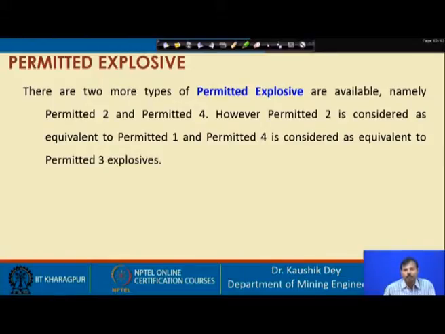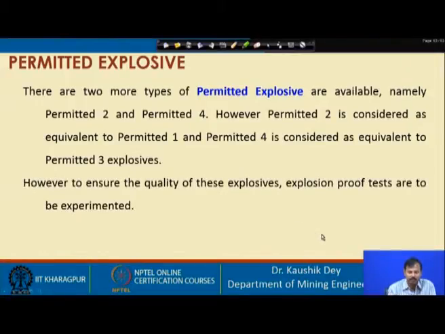It was developed to avoid the patent for the degree 3 permitted explosives, permitted 3 explosives. So, that is why permitted 2 and permitted 4 are not commonly available in India. Permitted 1 and permitted 3 are replacing permitted 2 and permitted 4, and permitted 1, 3 and 5 are sufficient for any place to use.